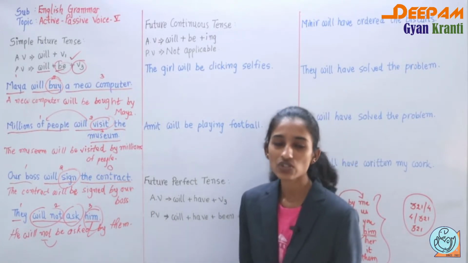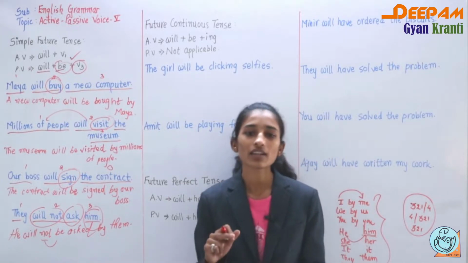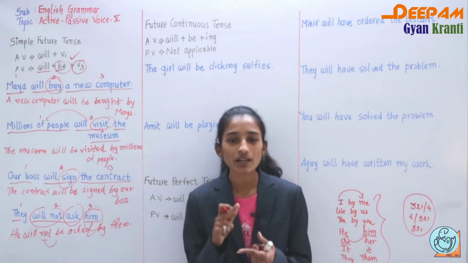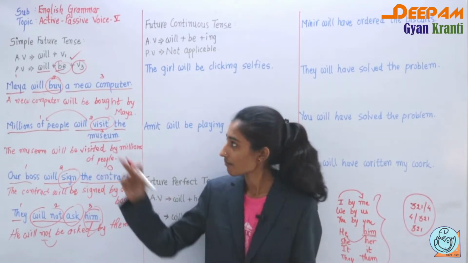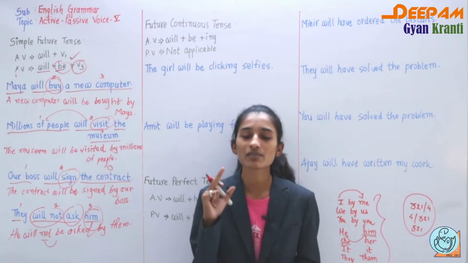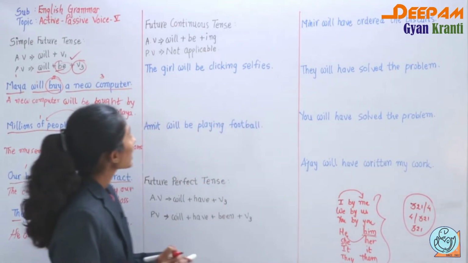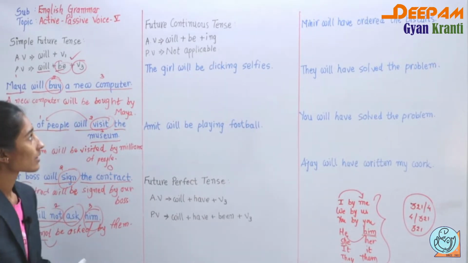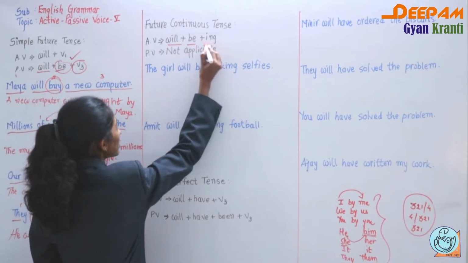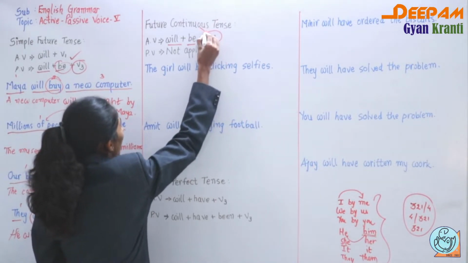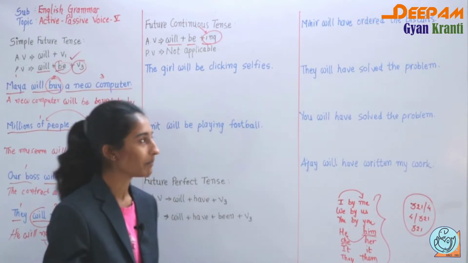So this way you can change the sentences into passive. What you have to remember in simple future tense is will plus V1, meaning the base form of the verb, and in passive voice it changes to will plus be plus V3, meaning past participle. Right. So next one is future continuous tense. In future continuous tense you have will plus be plus ing, because it is continuous tense, so we have to show the ing form of the main verb.